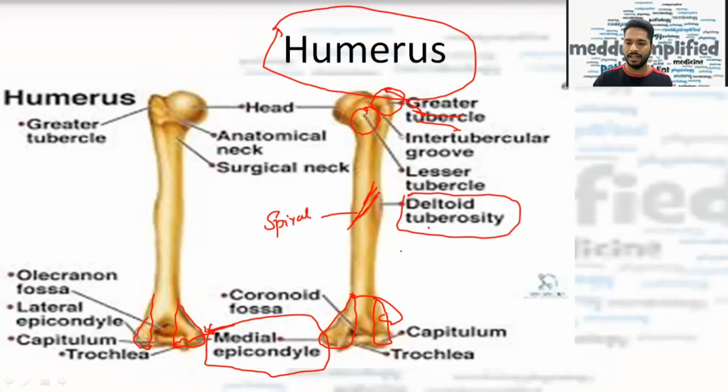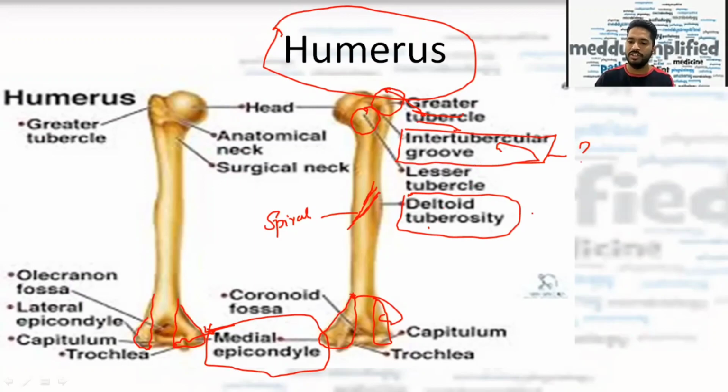One more thing is there. I'll leave this as a question for you. There is a tendon of a muscle which is passing through this intertubercular groove. So this will be homework for you guys: to find which muscle passes through the intertubercular groove of humerus, and you'll have to comment in the comment section after the video ends, right?